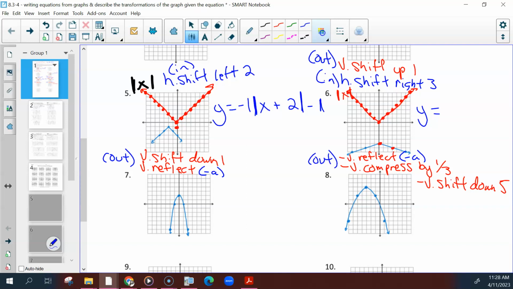A has to come first, but the reflection has to come before the A, and then we have our A value. What do we write next? -1/3 times the absolute value of just x. There's nothing inside except x. And then your vertical shift down 5, minus 5 at the end. Questions about that one?